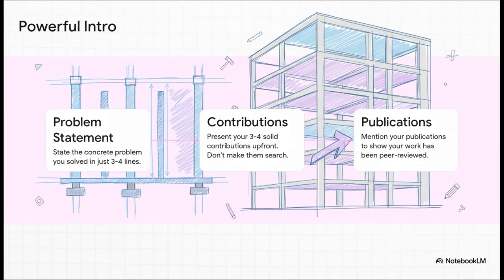First, a crisp problem statement. Just get right to the point. What's the concrete problem you solved? A few lines is all you need. Second, put your contributions right up front. Don't make the examiner dig through chapters to figure out what you did. And third, mention your publications. This shows your work has already passed the test of peer review.